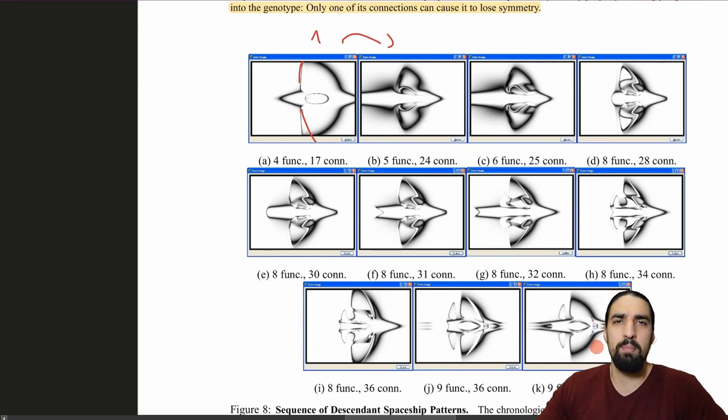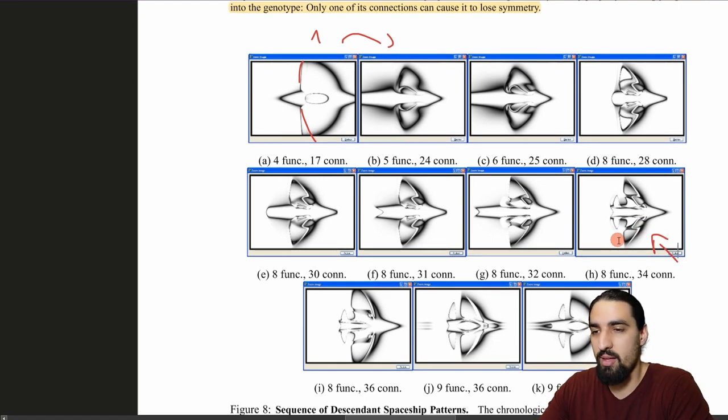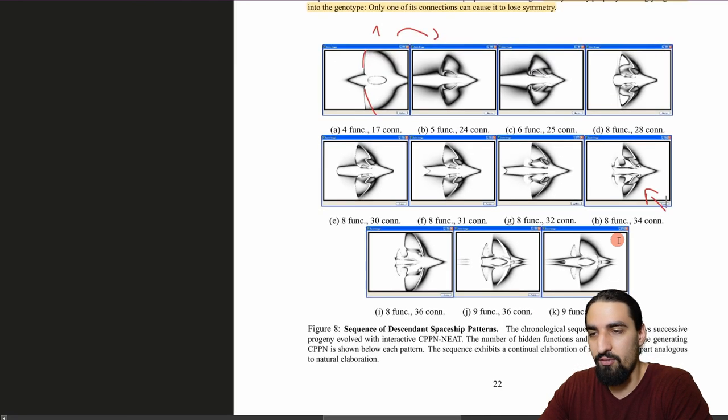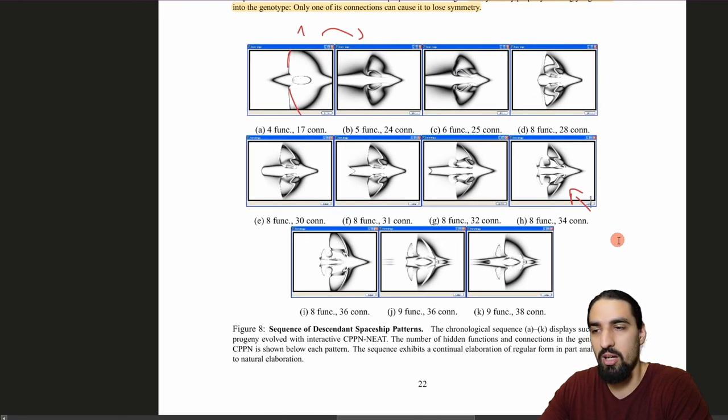Well, this looks more like a manta ray than a spaceship. Maybe this looks like an airplane. But in any case, you can see that we can generate very, very complex patterns with all of the necessary properties using CPPNs.